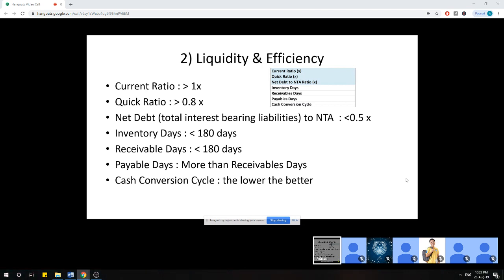So last but not least is the cash conversion cycle. Cash conversion cycle is the total of the inventory days and receivable days minus payable days. It shows how much cash is tied up in this whole working capital cycle. We want it the lower the better. Of course the negative is the best. When the cash conversion cycle is negative, meaning you literally do not need to use your own cash. You literally use your supplier's cash to invest in your inventory, and then you receive cash, then you pay your supplier. The whole process does not require your own capital.